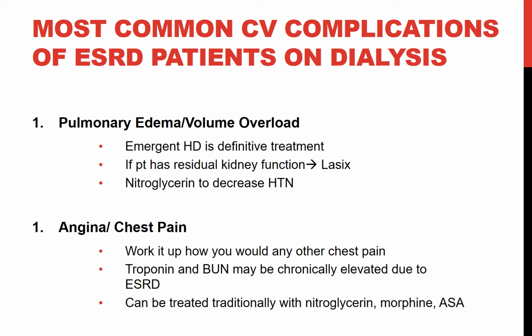You should work up chest pain complaints as you would any other patient, but keep in mind that end-stage renal disease patients can have chronically elevated levels of troponin and BUN. However, it should not be attributed solely to end-stage renal disease. Appropriate evaluation and observation are indicated. Dialysis patients can still receive traditional treatment consisting of nitroglycerin, morphine, and aspirin.